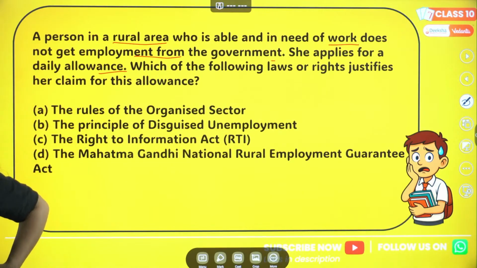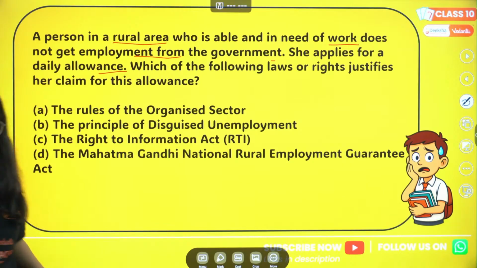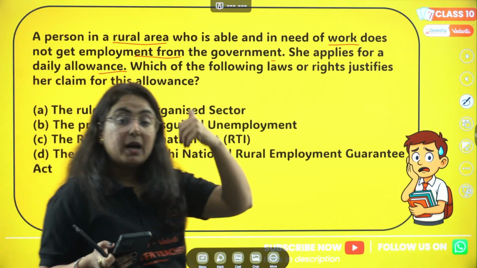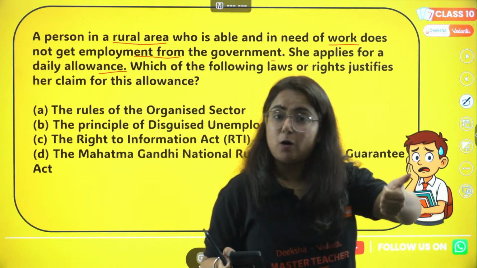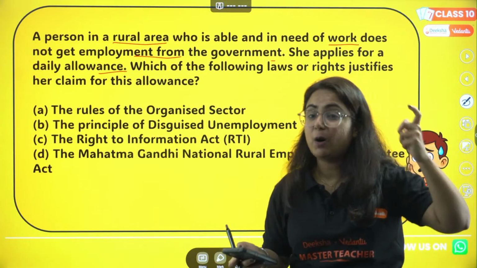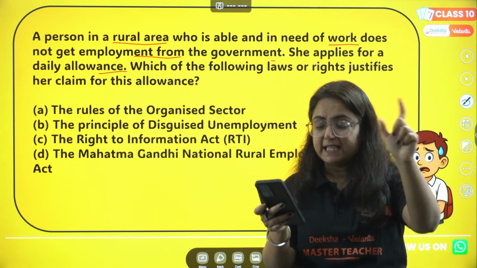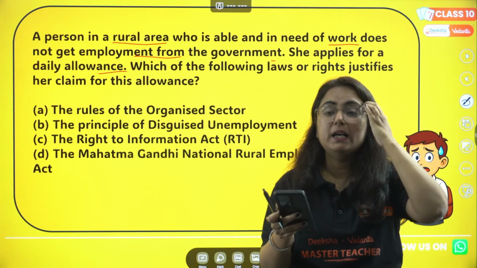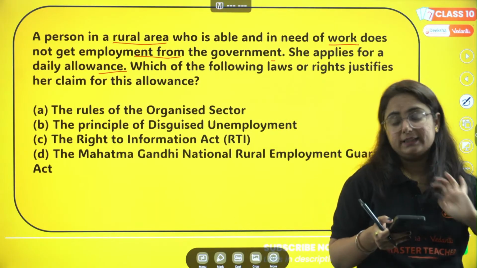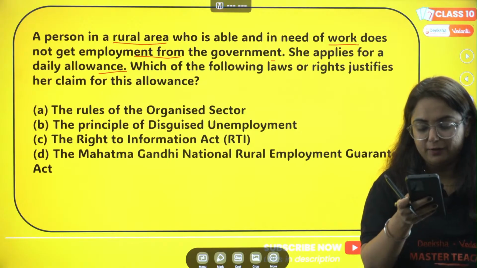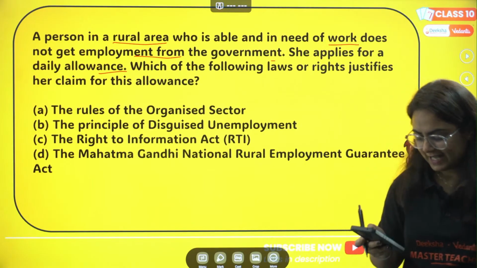For those who know this, it is a very easy question, but for those who have not read about it and don't know about the allowance part, one line is given about allowance. If you just missed it, then there is a problem. And D for Deeksha Vedantu, correct.